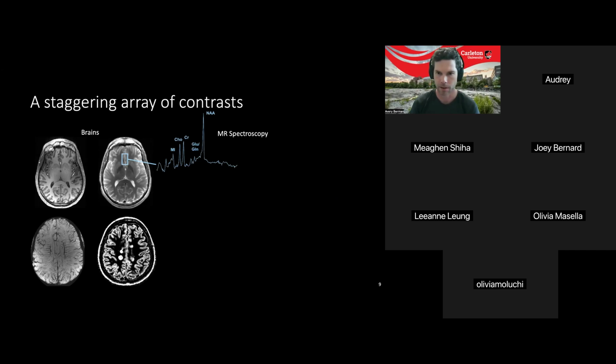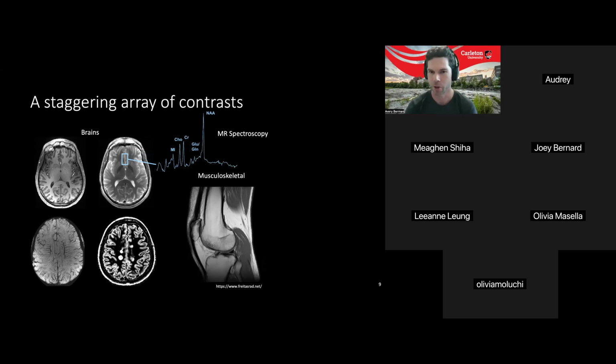Oh, right. So I'd already shown this previous image that with these parameters in hand, we're able to generate quite a staggering array of contrasts, like we saw before, different anatomical details. We can also get a chemical fingerprint from different brain areas. So here, this is MR spectroscopy, measuring different metabolites throughout the brain.